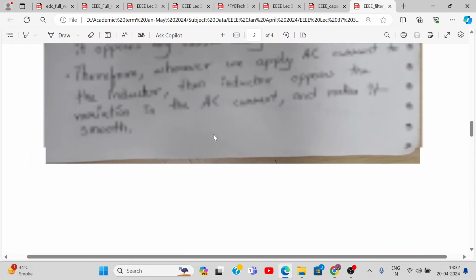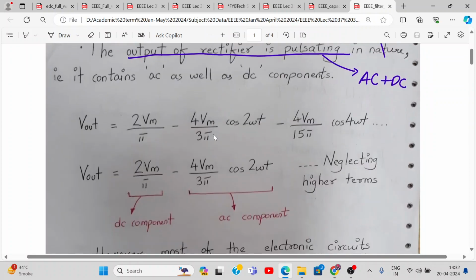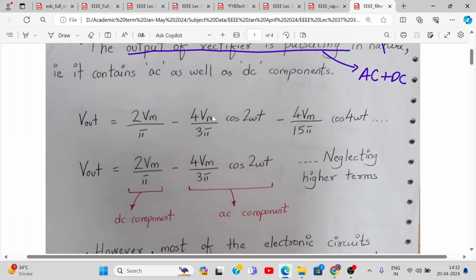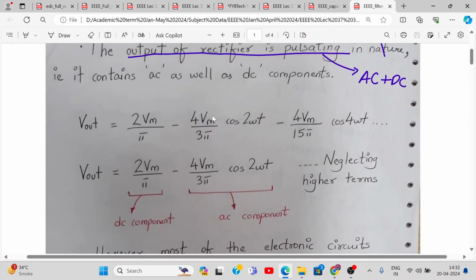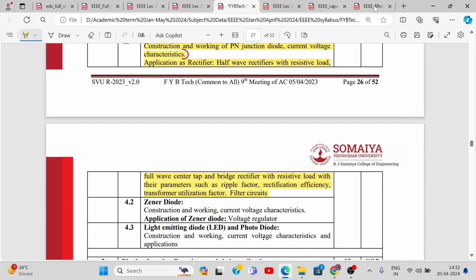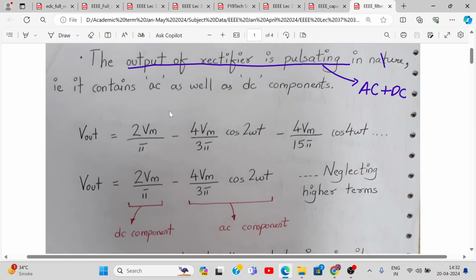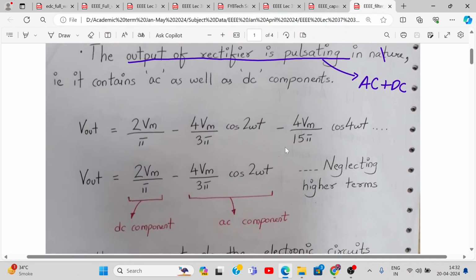Okay. So you know mathematically what we mean by filter? You know the Fourier series? You have done in mathematics Fourier series or something. Have you heard of Fourier series? You might have encountered it in your 10th, 12th. The Fourier series of this kind of pulsating waveform is this. 2 Vm by pi is the DC component, and then we have minus 4 Vm by 3 pi cos 2 omega t, and so on. So this is the AC component.